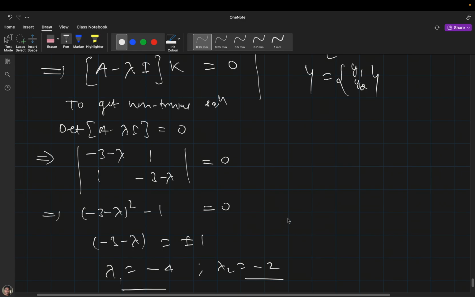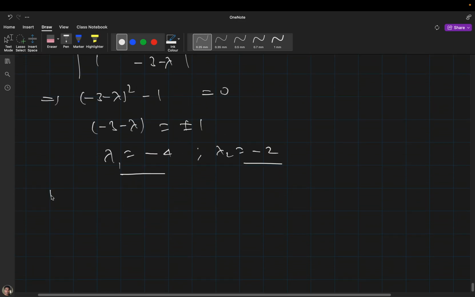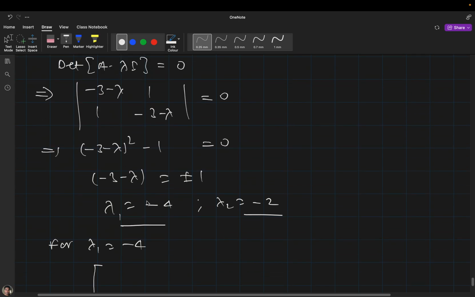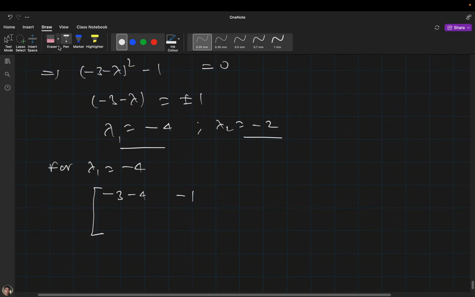Now I will substitute this lambda 1 into this equation and I will get the eigenvector. For lambda 1 equal to minus 4, what will be that matrix? It will be minus 3 minus 4, that is plus 1, and 1, and minus 3 minus 4, and this is k1, k2 equal to 0, 0.